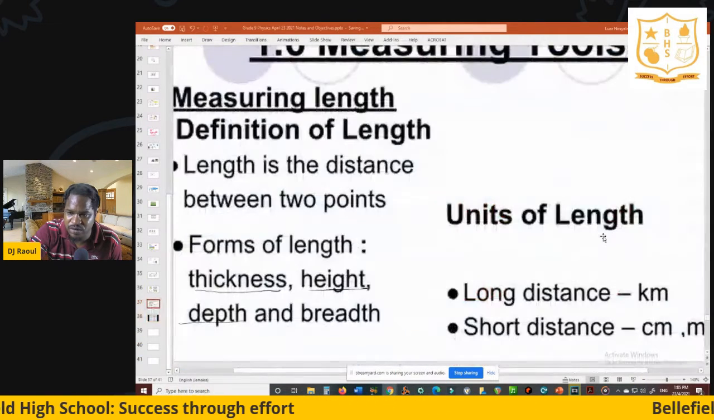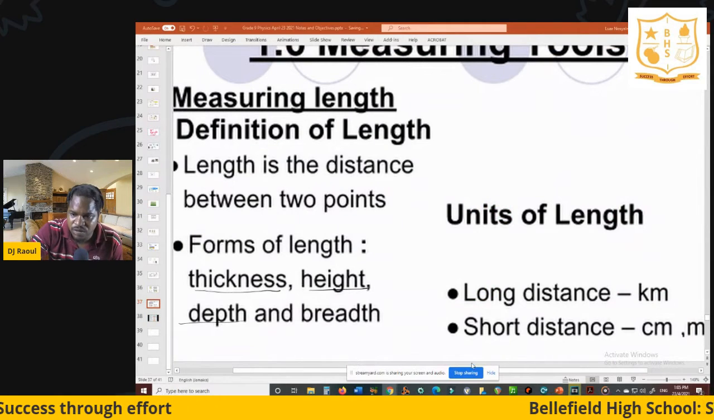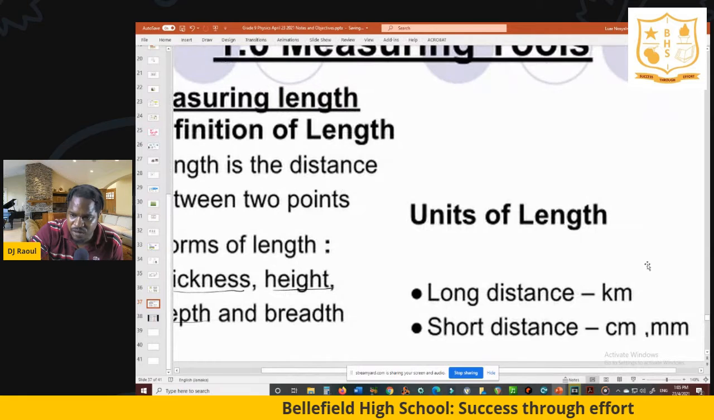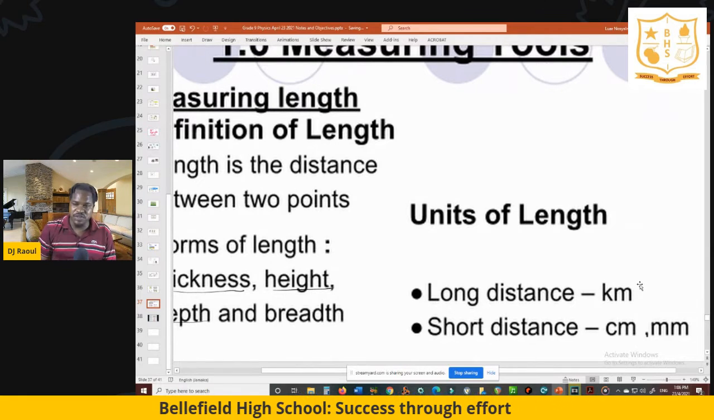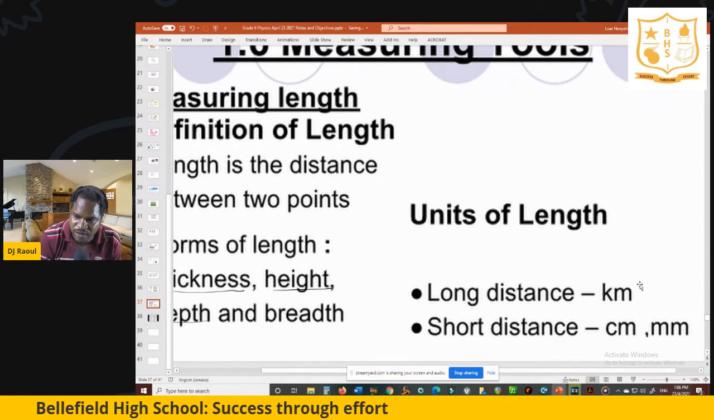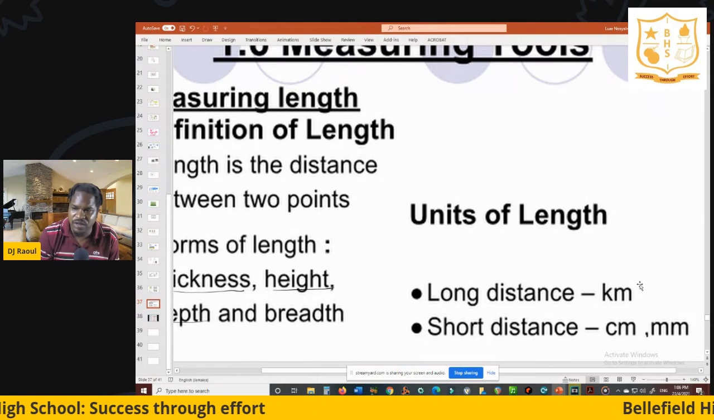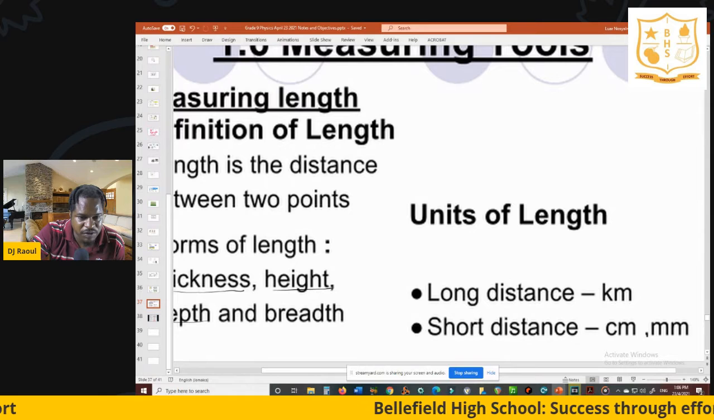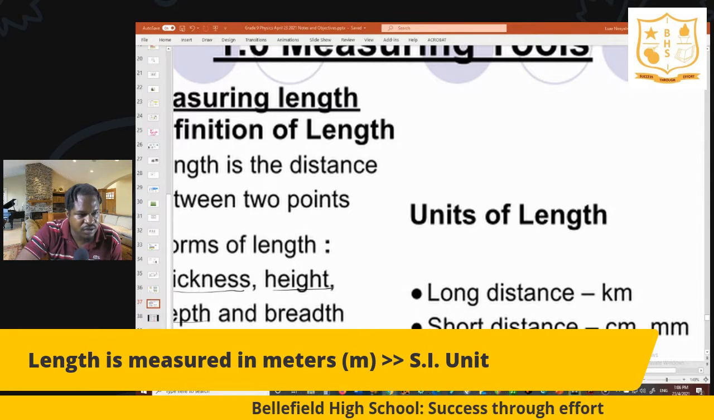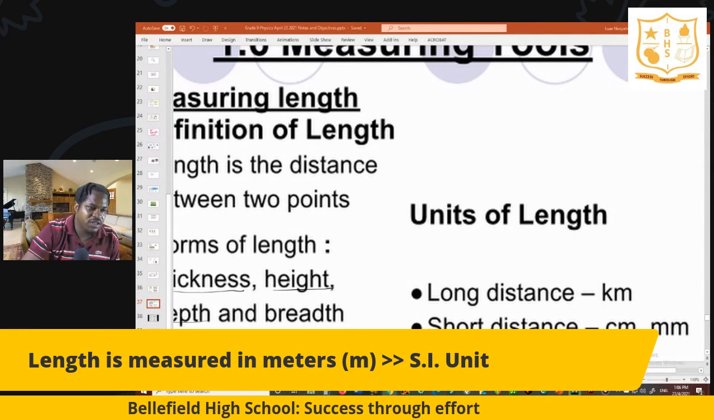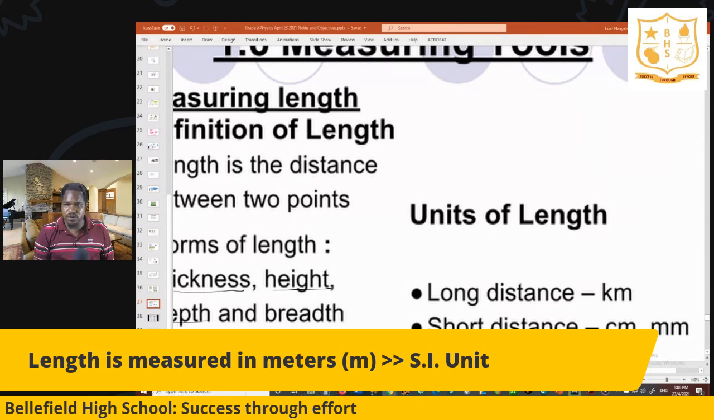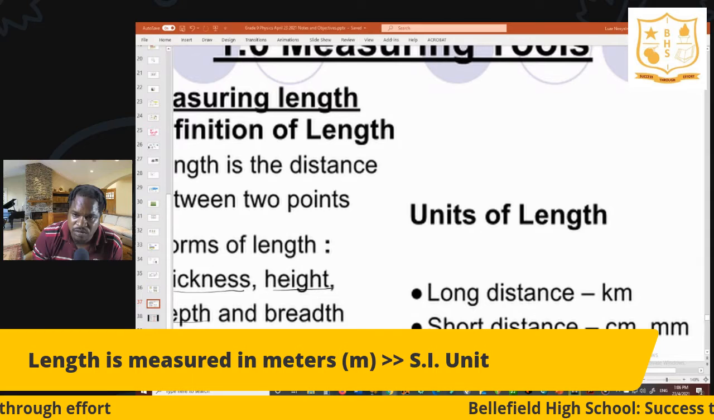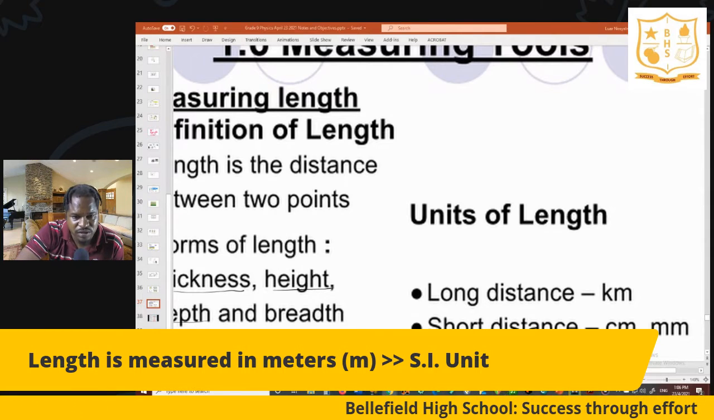Length again is measured in long units and short units. So for the units of length here, the longest distance is measured in kilometers, definitely more common. Short distance is centimeters and meters. But again, I must emphasize that the SI unit for length is in fact the meter. So here's the concept, guys, right? The SI unit for length is the meter.